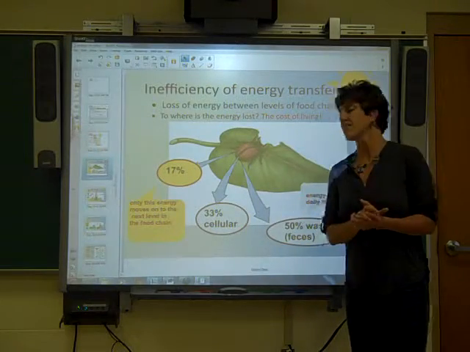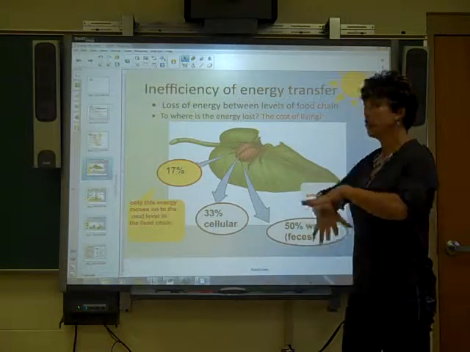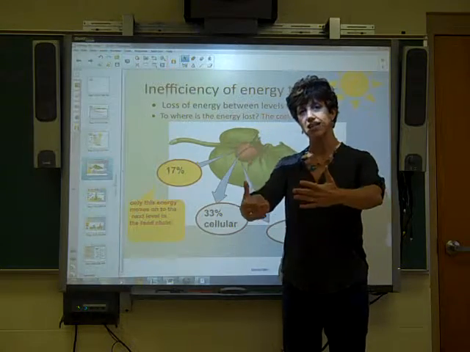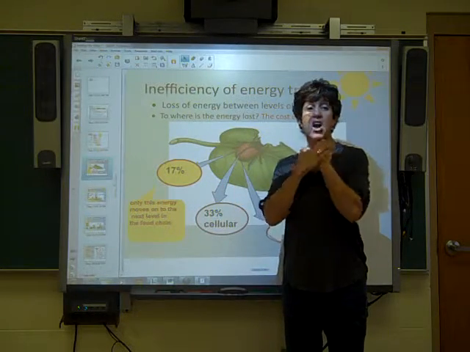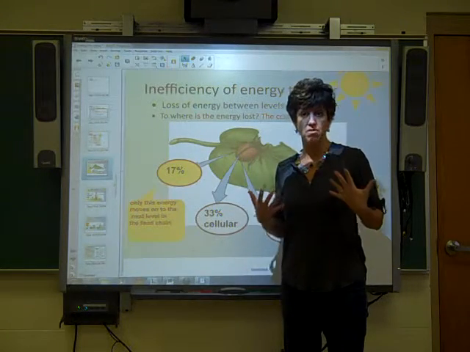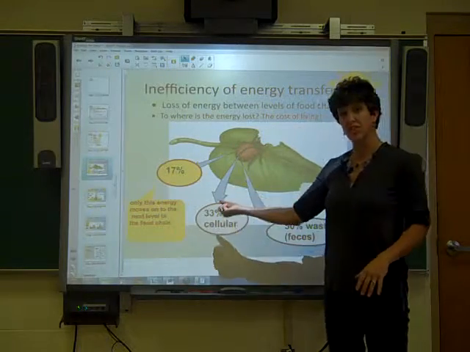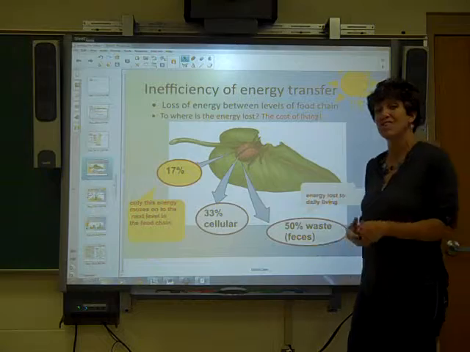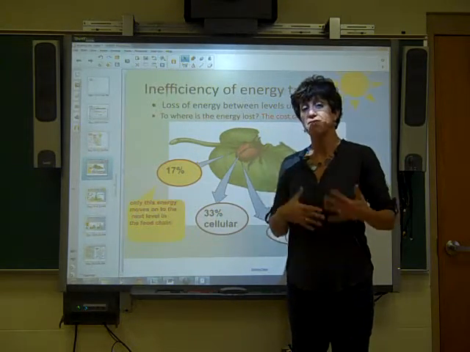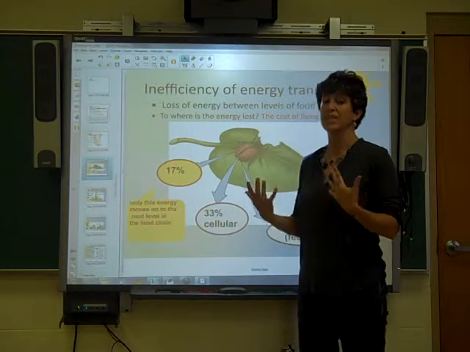All right, inefficiency of energy transfer. So this is an example. Here's a bug, and out of 100% of what it ate, 17 can move on to the next level. That's actually really great. For humans, ours is about 5% energy transfer. Not that anything eats us, but that's how much of our energy we actually would have left over. 33% is energy that gets used by the cells, and the majority of energy is lost. For humans, the majority of our energy is lost as heat. We have to work constantly to keep our body temperature at 98.6, so we actually release a lot of energy in that process.